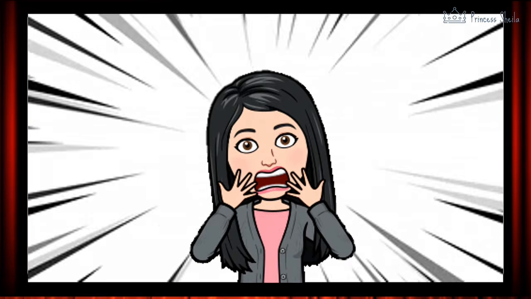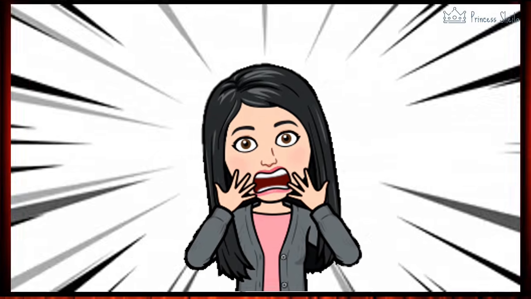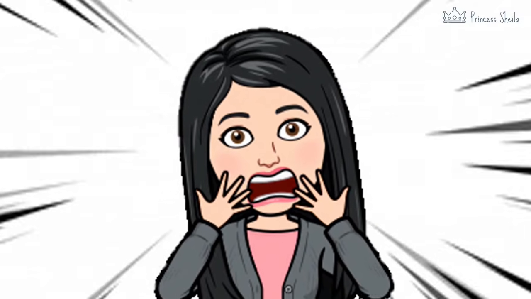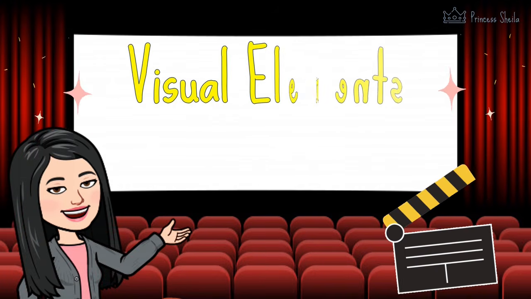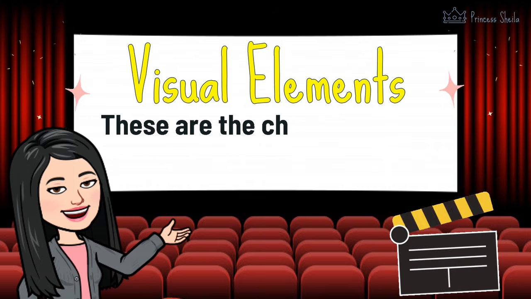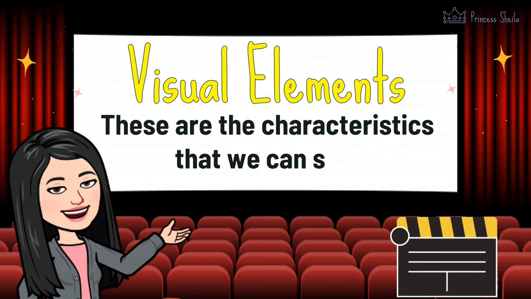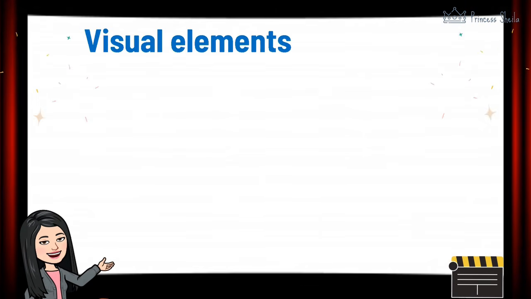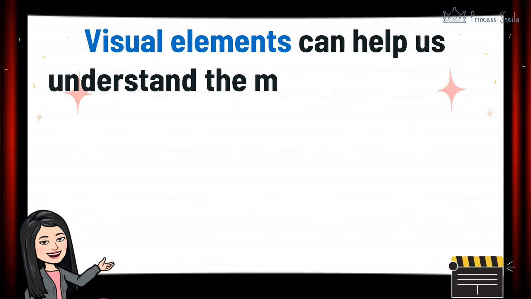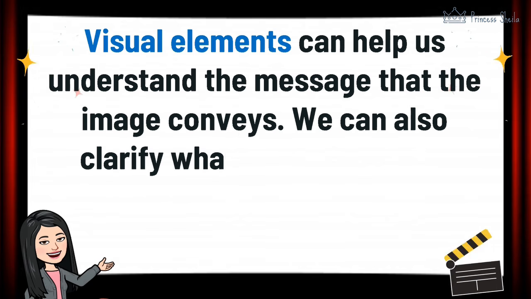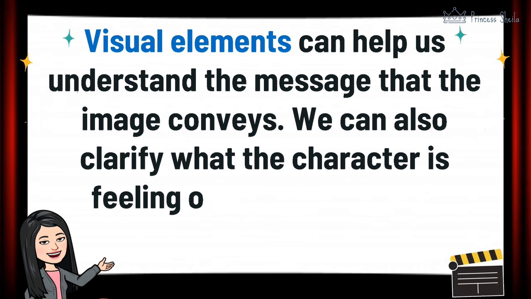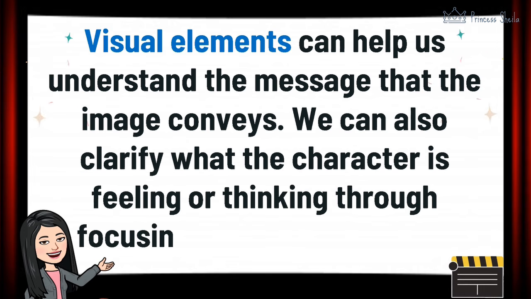You could tell the character's emotion because of the eyes. Moreover, the lines give intensity to the emotion. These are what we call visual elements. Let's elaborate. Visual elements are the characteristics that we can see. Visual elements can help us understand the message that the image conveys. We can also clarify what the character is feeling or thinking through focusing on these elements.